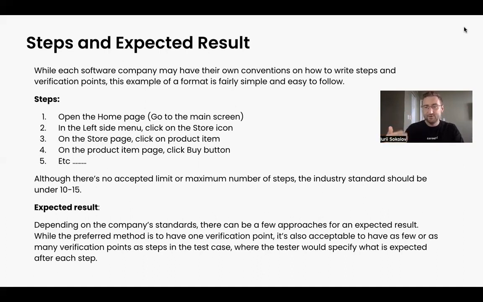Whatever you see when you open your product, or whatever you see when you launch your application, should be your first step. So in this example: open the home page or go to the main screen. Then, for example, you need to access the left side menu to get to the store. So you say, in the left side menu, click on the store icon. Then on the store page, click on a product item. And then on the product item page, click the buy button, and so on. Okay.